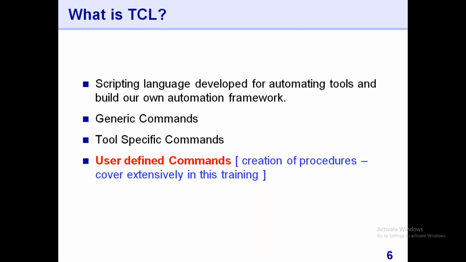And the Tcl commands have three types. One is the generic command, so any Tcl interpreter can execute this command. Next one is the tool specific command. These commands we have to execute only on the respective tools. Next one is the user defined commands. It is all about creating our own procedures, and we can create our own command.